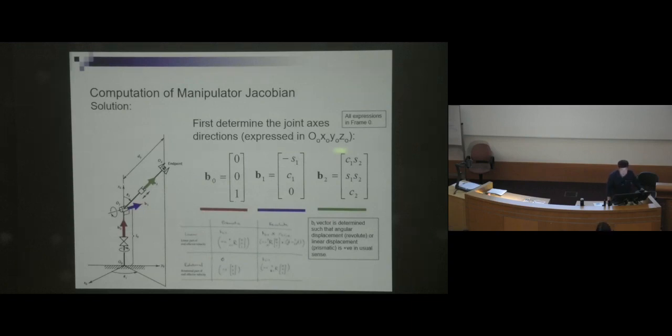B1 is the same thing. The third column of your rotation matrix will be minus x1, c1, 0. The third column of your rotation matrix will be c1 x1, x1 x2, c2. This is what we did earlier when we determined the transformation matrix.